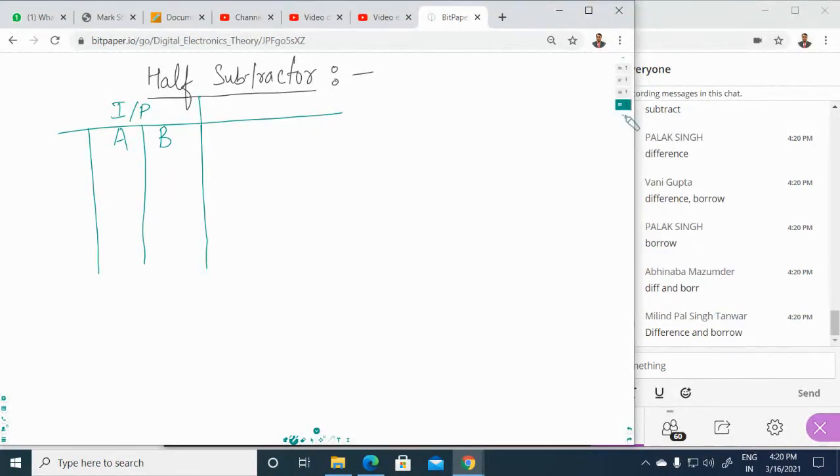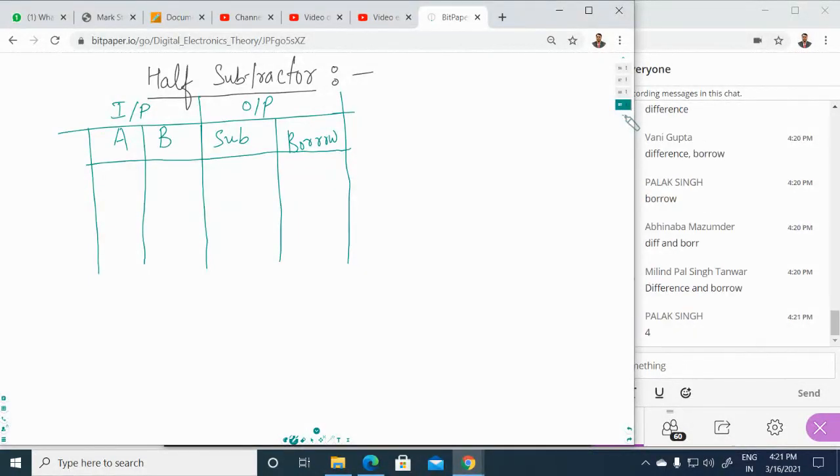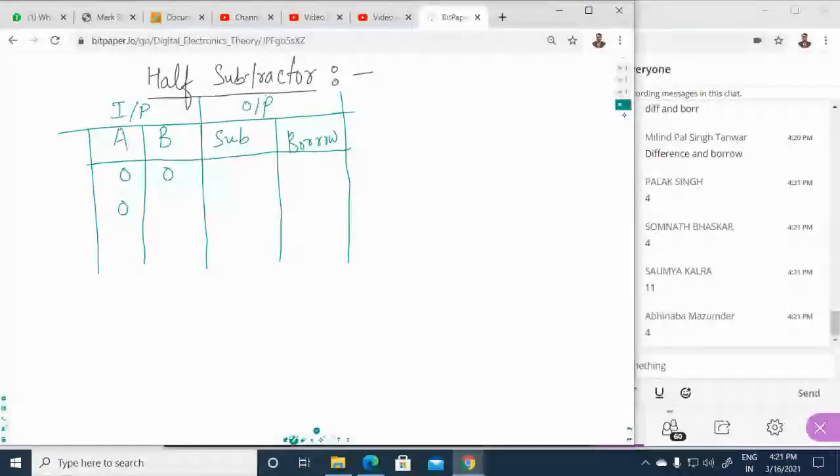Yes, you are right. So this is subtract. If you have two inputs, quickly give your response. What are the possible combinations? If you have two inputs, what are the possible combinations? Four possible combinations are there. Yes, you are right, Palak. So 0 0, 0 1, 1 0 and 1 1. These are the four possible combinations for half subtractor.